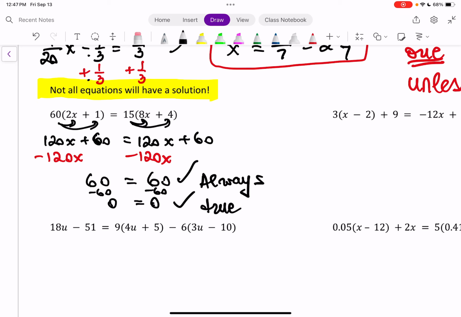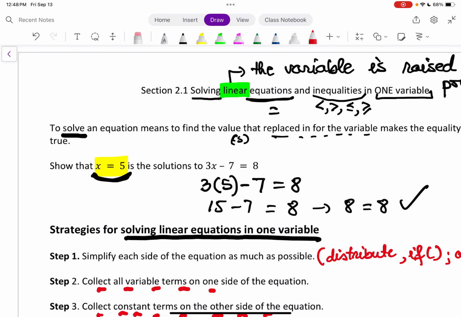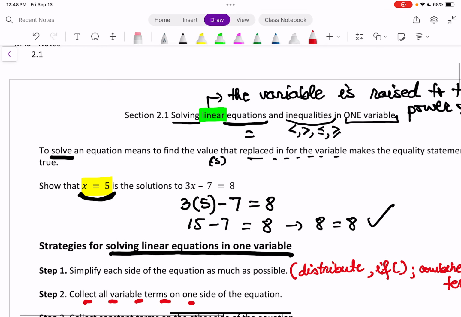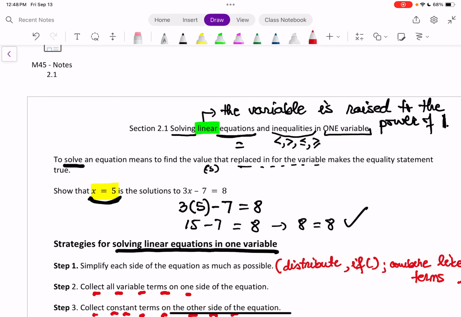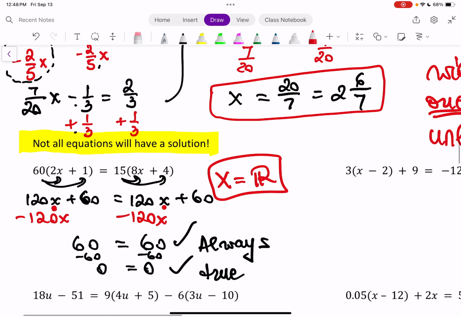So what we have is that the variable x can be any real number. It doesn't matter what you're going to substitute in here for x. The left-hand side will always equal the right-hand side. So you're getting a true statement, okay? So again, remember, to solve an equation means to find the values that, replaced in for the variable, make the equality statement true. Well, any number plugged in here for x would make the equality statement true.